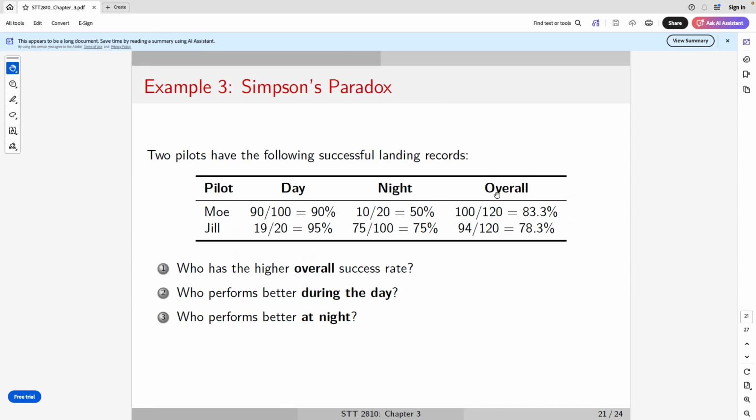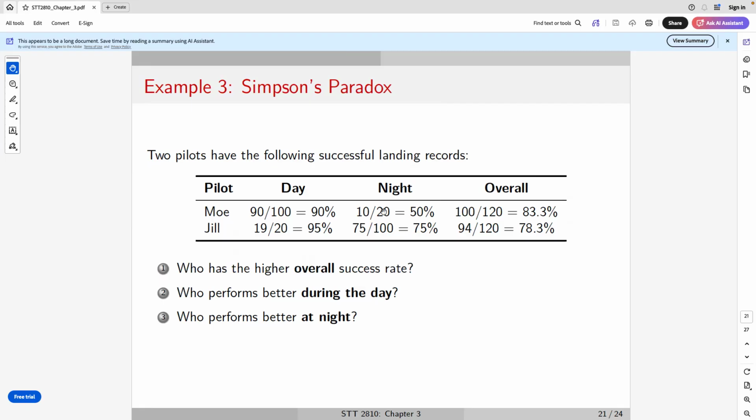And then this is their overall. Now, focus on overall here. Who has a higher overall success rate? Just let's focus on overall here. You agree to that because you can see Mo has 83.3, as compared to Jill, who has 78.3. If you just say, oh, because of this conclusion here, Mo has a higher success rate, you could be wrong. Is that okay?